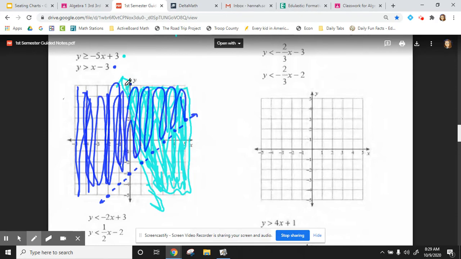So my solution is going to be where both of these are shaded. So I'm going to shade my solution in orange. So it can be on this solid line right here. It can be on the solid line. And then it's everything that's double shaded. So your solution points have to lie in this area right here.